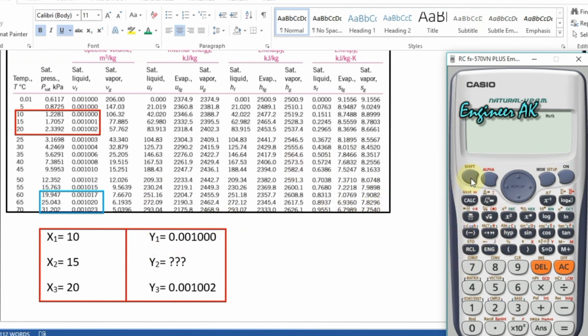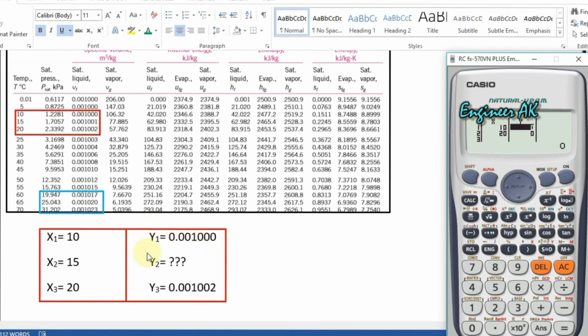For that, first you have to click on Mode, and then select the third option, STAT, 3. Then select the second one, A plus Bx. Now here you have to plug in the first and the third values, because we are going to find the value at 15, so at the moment we are not putting it in. So for x1, put 10 and press equals, then the second one, 20, and press equals.